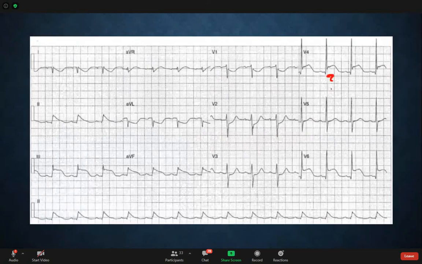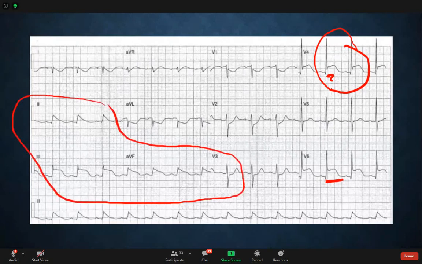Yeah, maybe. Yes. In V4, most likely there's an ST elevation here. But sometimes you can have more than one coronary artery blocked at the same time. Even V6 is clearer, right? There's more ST elevation here. But mainly it looks like an inferior MI. So that's it. It's not going to change anything.